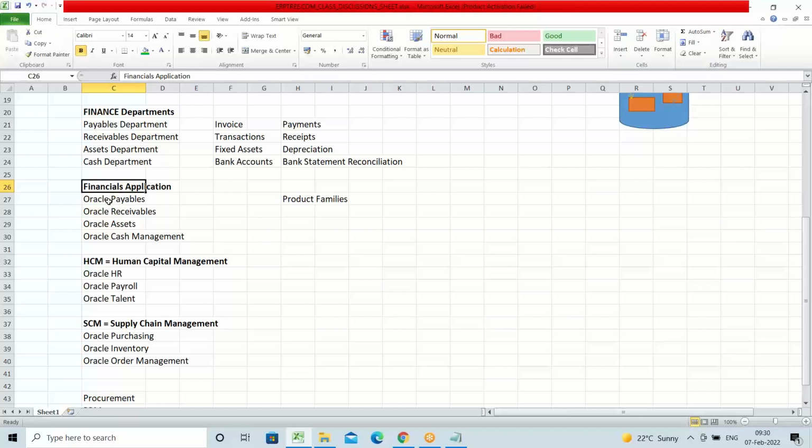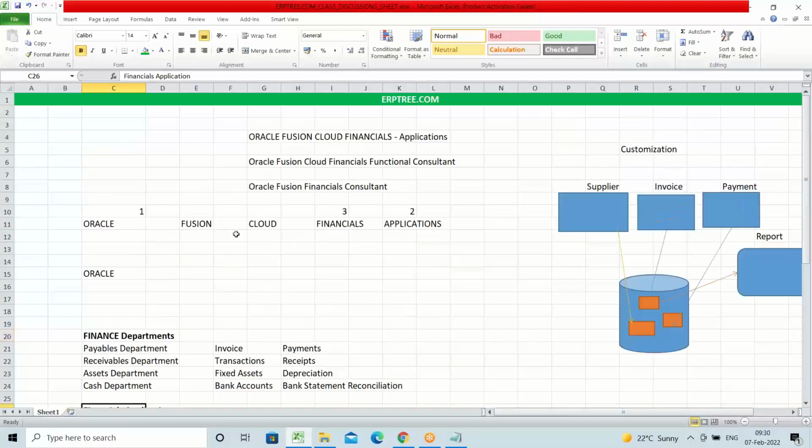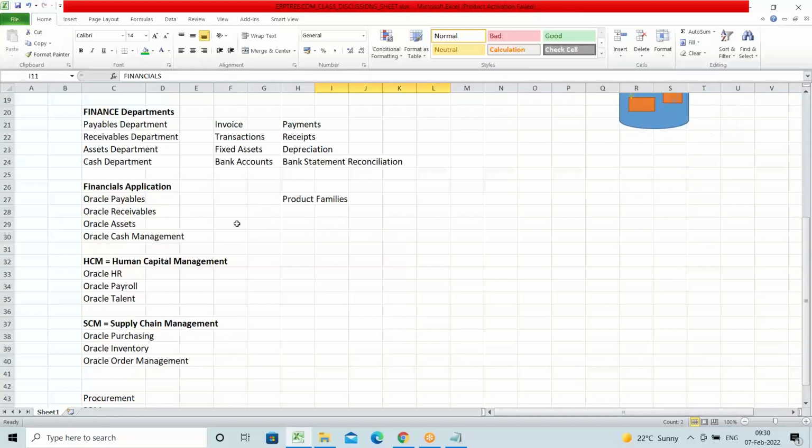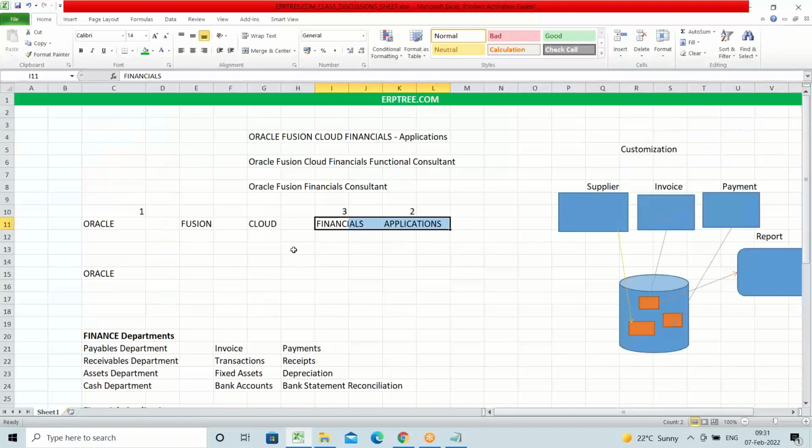That means within finance, whatever applications we have, those we are going to learn. Hope you got the meaning of Oracle applications and the financials. Right? So payables, receivables, assets, cash management, what these departments do, and how that information can be managed with the Oracle financials applications, that we are going to learn. Fine. So that's the meaning of financials.